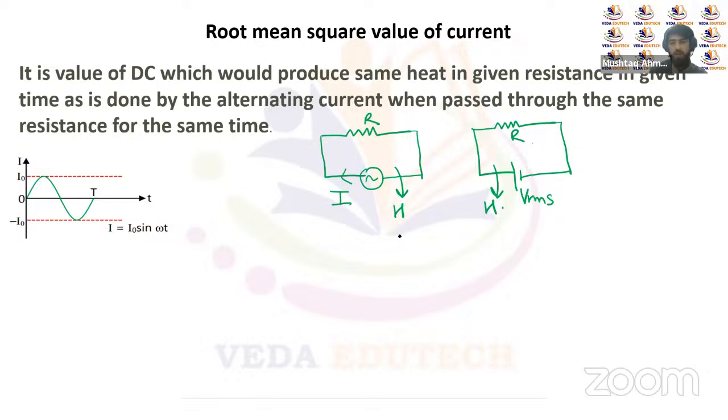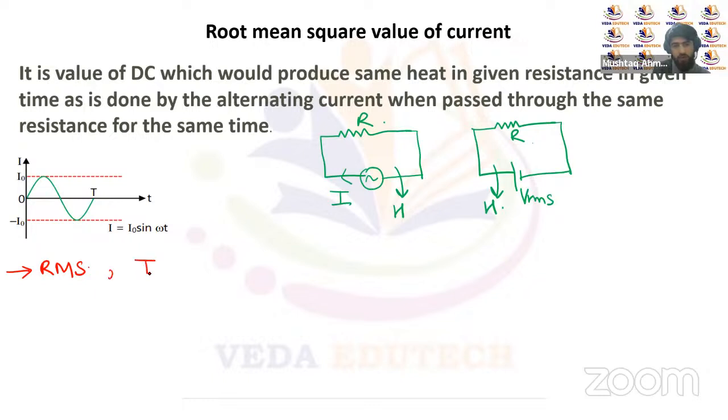There are different ways to calculate the RMS value of the current. We'll try to learn how we can calculate the RMS value of a current. RMS value we studied as root mean square. So we can say that RMS value is nothing.